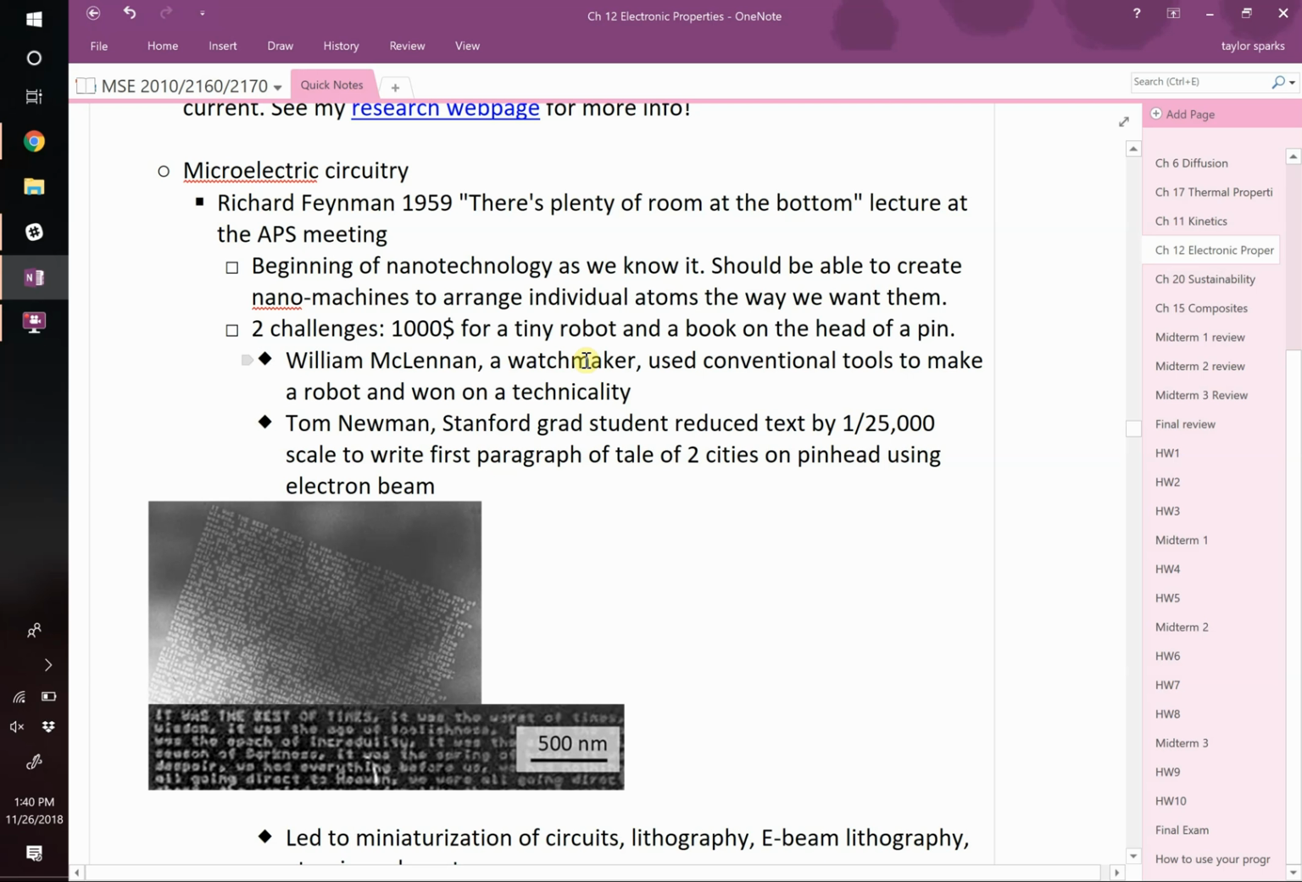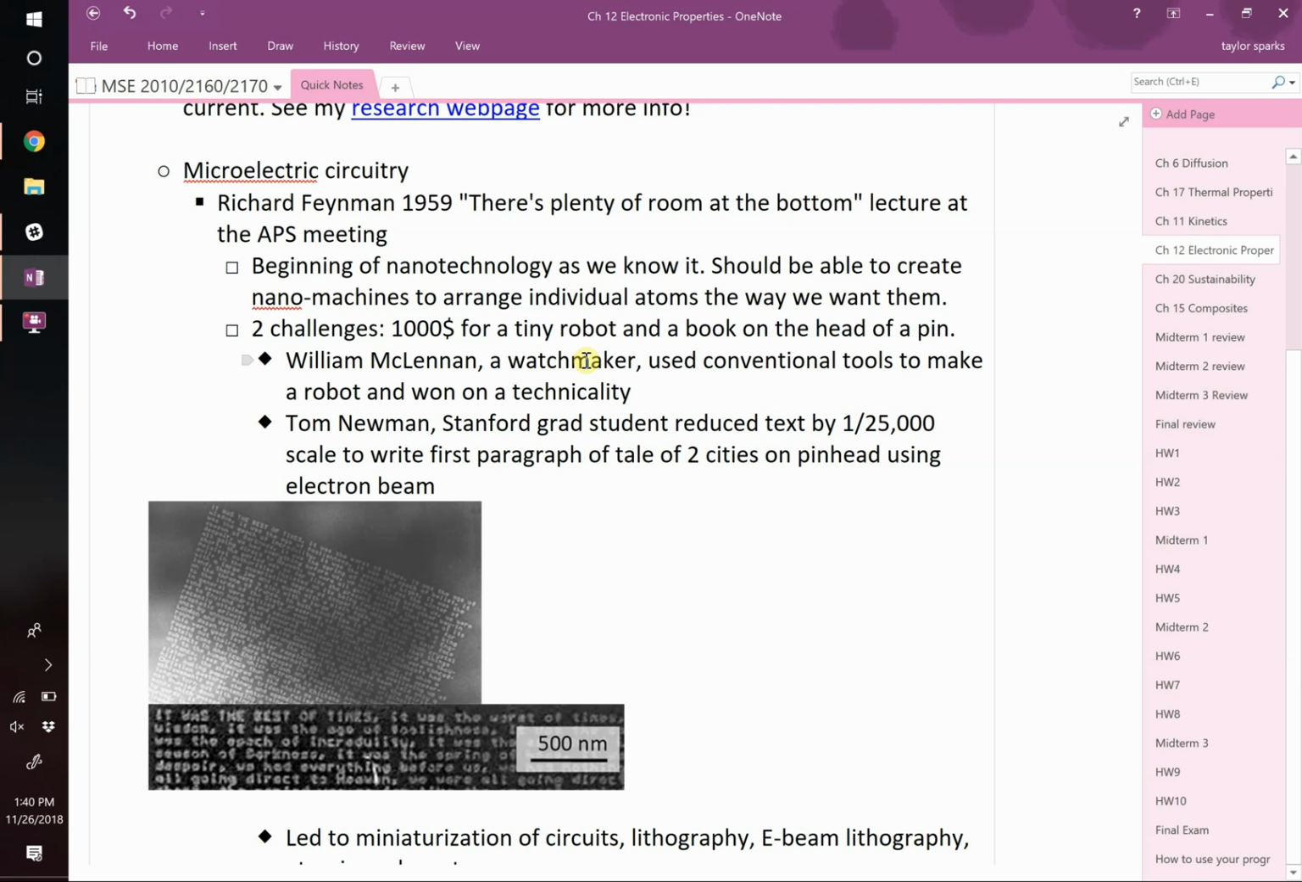Still wasn't very much even in the 50s. But still, he said $1,000 if you... There's two challenges. The first one was a micromechanical machine, a machine that had to be a certain size. And the other one was to write a story on the head of a pin. Write a page of a book on the head of a pin.